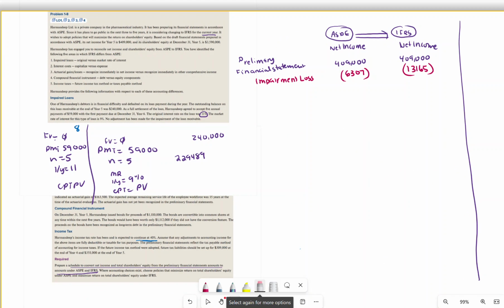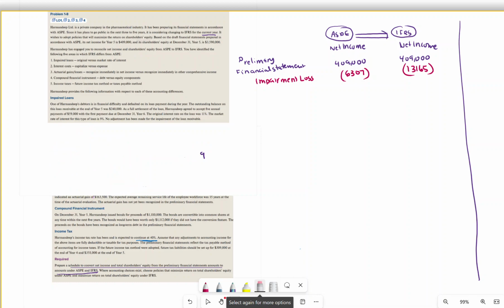Next one is my interest. When we think of interest, ASPE likes to expense it, whereas IFRS prefers to capitalize it. So there are two methods, capitalizing it or expensing it. ASPE prefers to expense it, and IFRS prefers to capitalize it. So let's go to my interest and see what we are going to do.